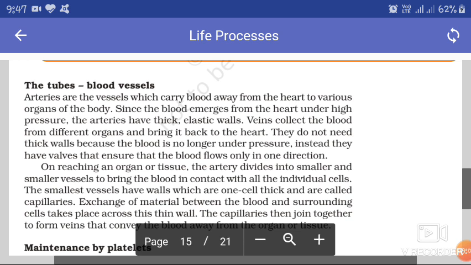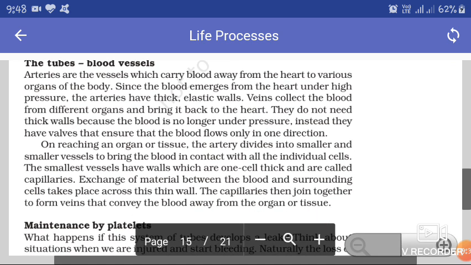On reaching the organ or tissues, the artery is divided into smaller and smaller vessels to bring the blood in contact with all the individual cells. The smallest vessels have walls which are one cell thick and are called capillaries. Exchange of material between the blood and surrounding cells takes place across this thin wall. The capillaries then join together to form veins that convey the blood away from the organ or tissues.